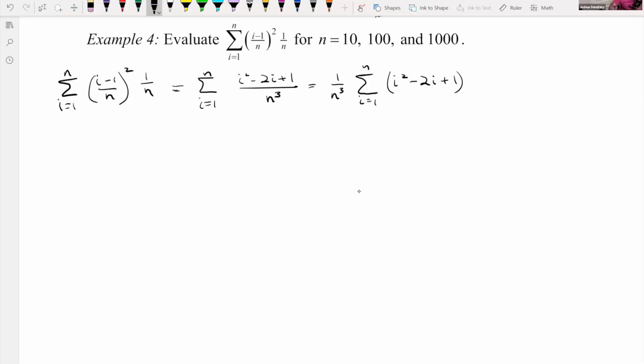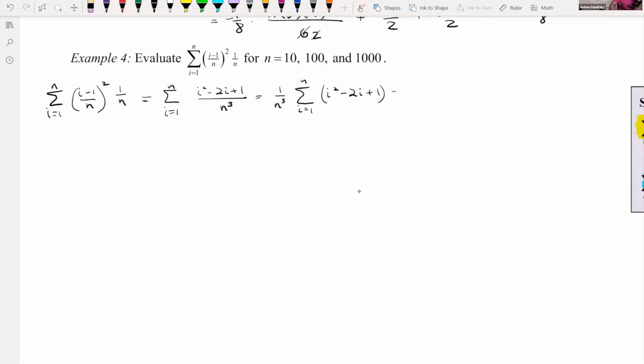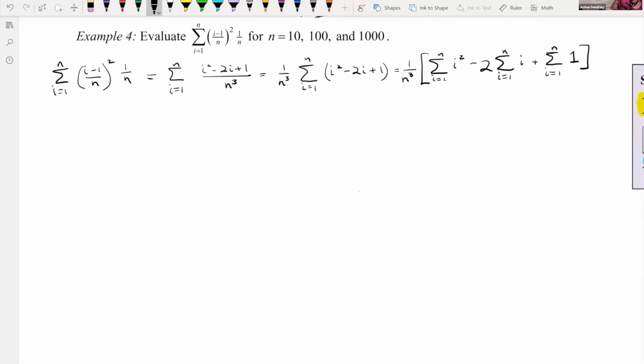Now we're going to use our properties with summation to split this up into 3 different summations like this. So we have our 1 over n to the third times the sum i equals 1 to n of i squared, minus 2, I'm factoring out the 2, the sum i equals 1 to n of i, and then plus the sum i equals 1 to n of 1, like that. So we have our 1 over n to the third. And now we get to use our summation formulas.